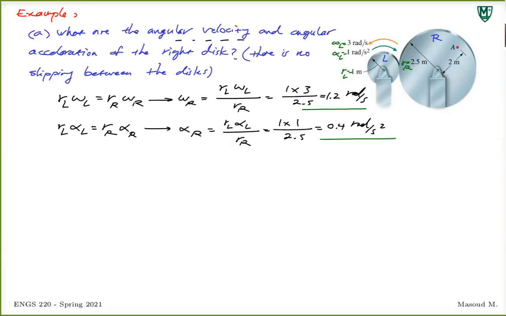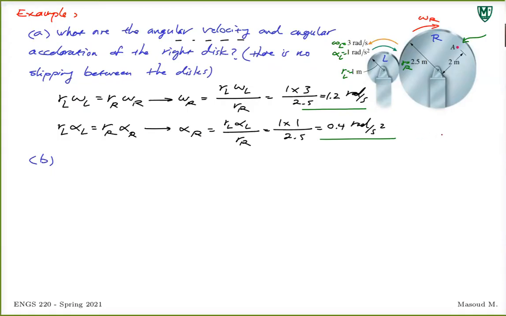Now, part B is telling us to find the magnitude of velocity and acceleration at point A. This is point A, right here. It's 2 meters away from the axis of rotation. If the left disk is rotating counterclockwise, the right disk is rotating clockwise. This is omega R. If this is going in this direction, this is going in this direction. Angular velocity.